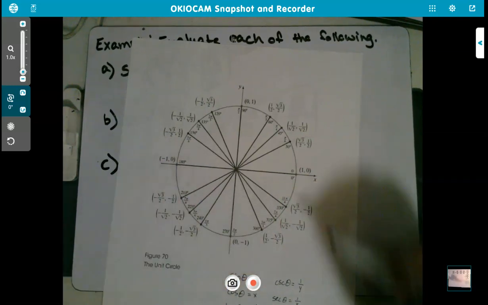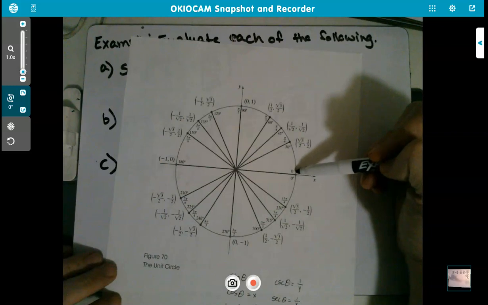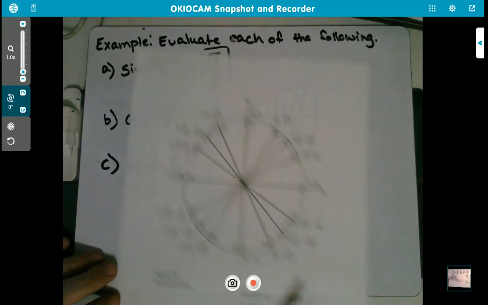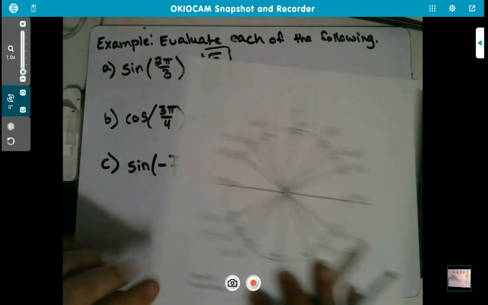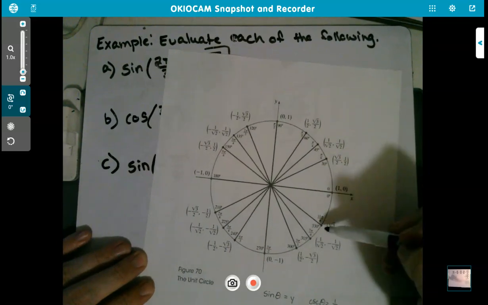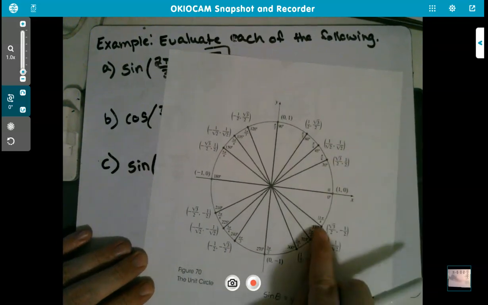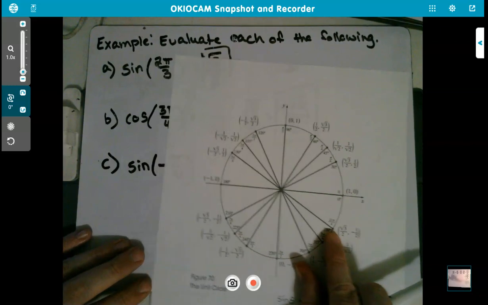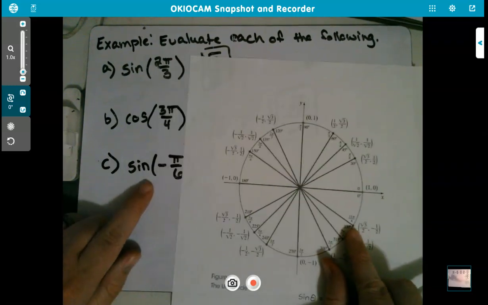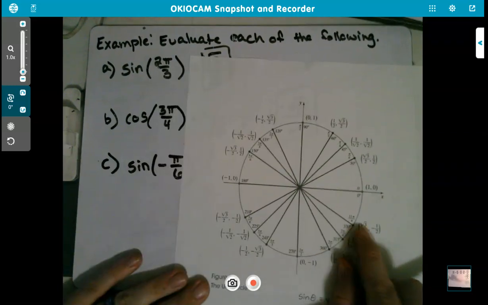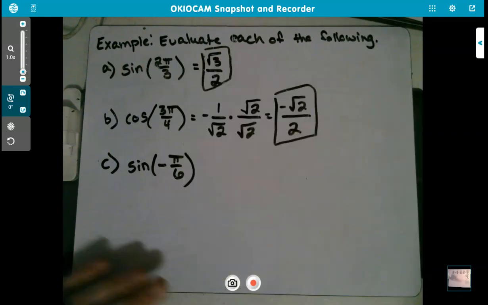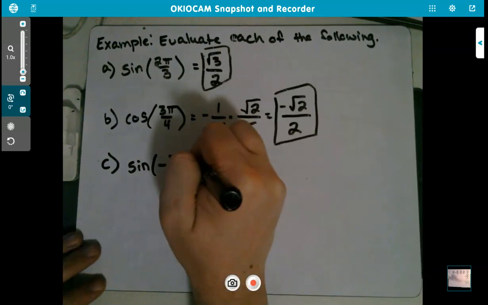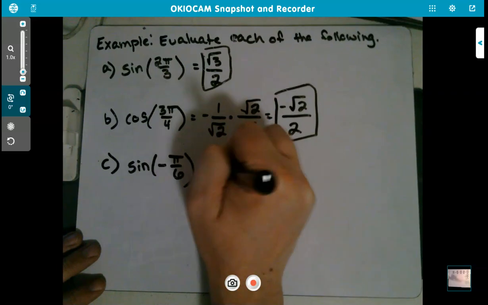Okay, so to recap, normally I go pi over 6 right here, which takes me to the first dot. However, since it's negative, go backwards to the first dot. So I'm using this point right here then, okay? I want the sine of that, and as we have said, sine is the y, so I'm going to look at the y, and it's negative 1/2. So sine of negative pi over 6 is negative 1/2.